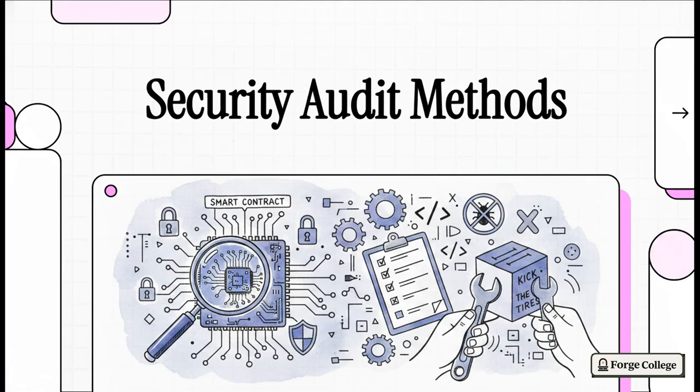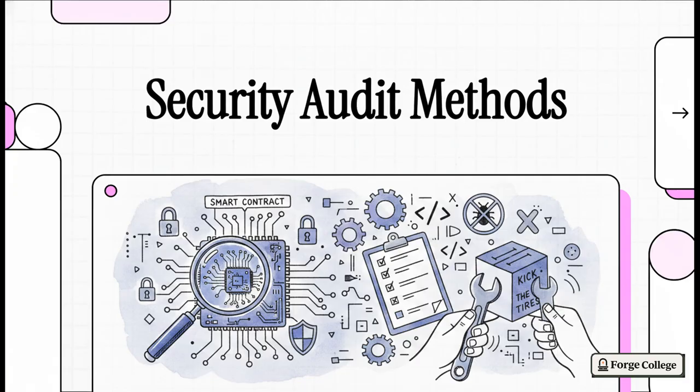Today, we're focusing our technical magnifying glass on security audit methods and checklists. Now, in our last lesson, we built out emergency stop patterns and role-based access control. So you've built your pause switches, you've laid out the access gates, but let's be real, writing the code is really only half the battle. Now we've got to actually kick the tires.